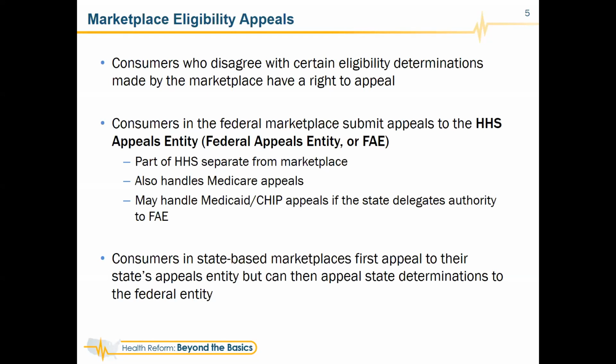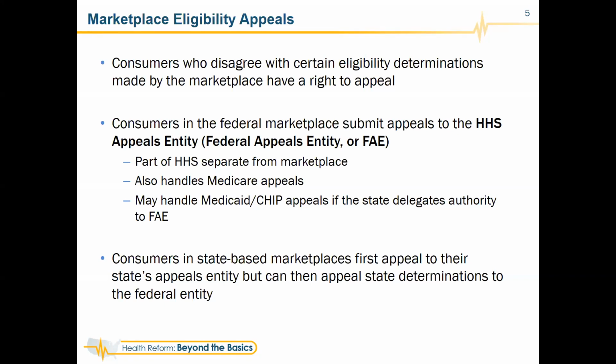Marketplace eligibility appeals apply to individuals who disagree with a decision that's made by the marketplace. It gives them another opportunity to say that they think the decision is wrong, why they think it's wrong, and what should happen instead. For consumers who use healthcare.gov, they're going to apply directly to what we call the HHS Appeals Entity. It's also called the Federal Appeals Entity, or FAE for short. FAE is a part of the Department of Health and Human Services at the federal level, but it is separate from the marketplace.